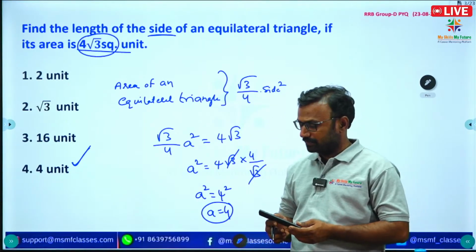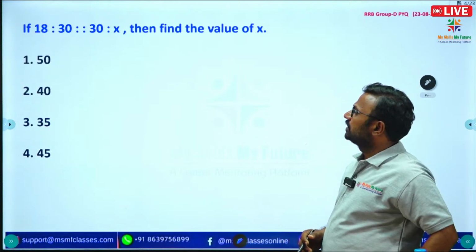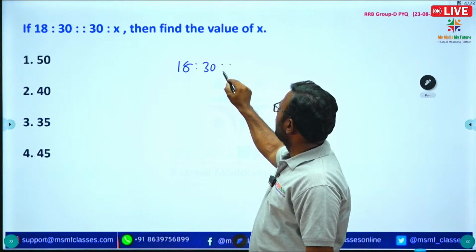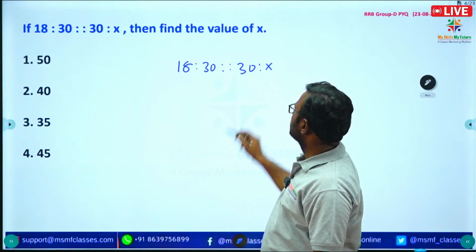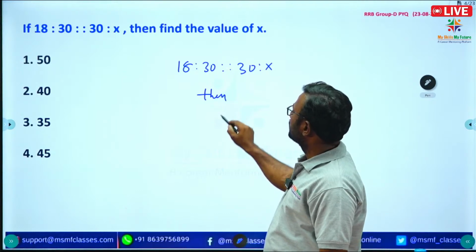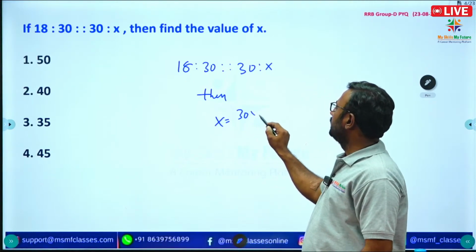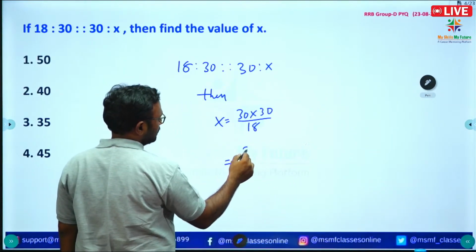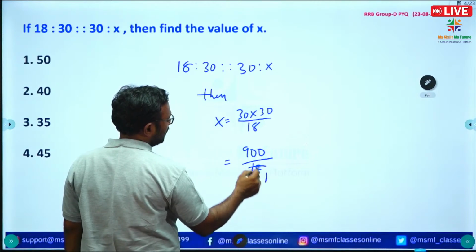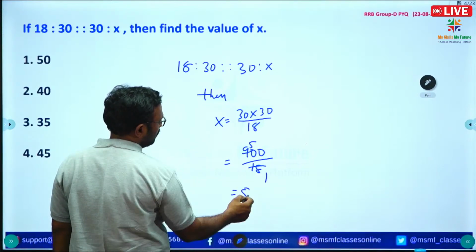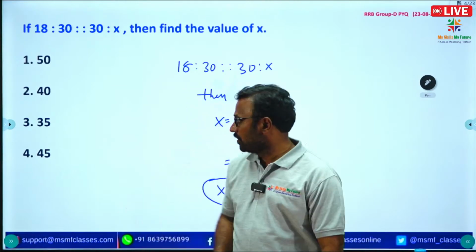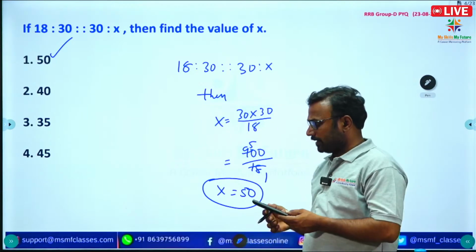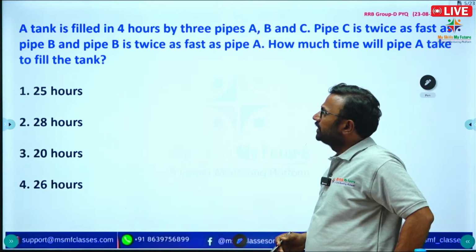Next question. The question is based on proportion. If 18 is to 30 as 30 is to x, then find the value of x. So, x is equal to 30 into 30 by 18. 3 nines are 9, so 900 by 18, 18 times 5 is 90, so x is equal to 50. Option 1 is correct. Let's see the next question here.